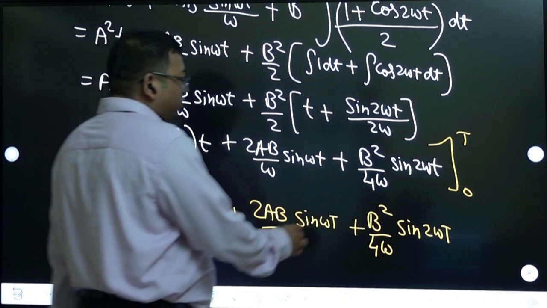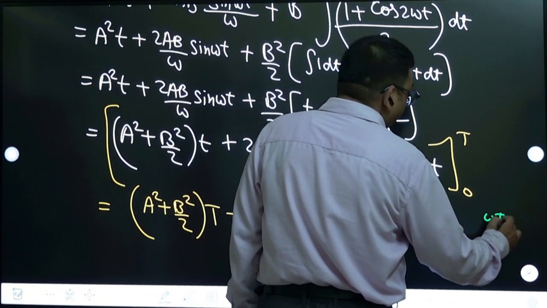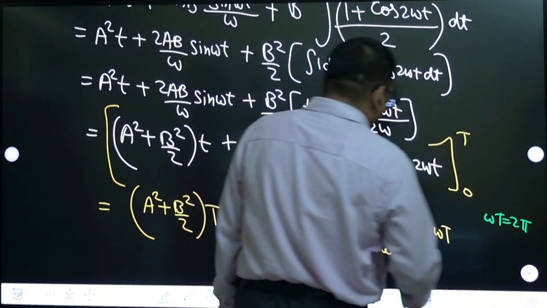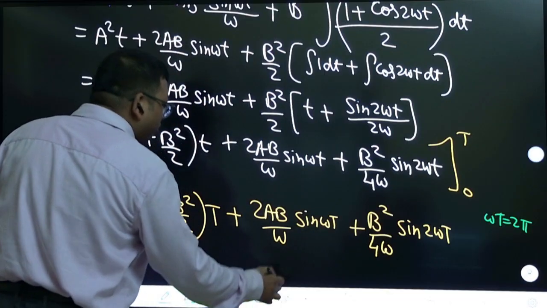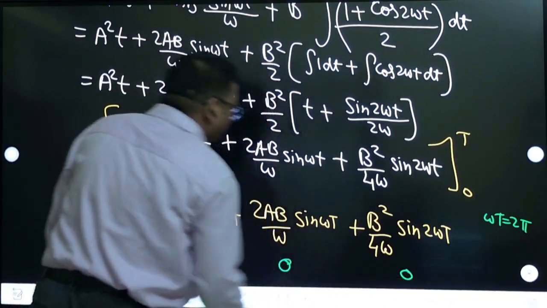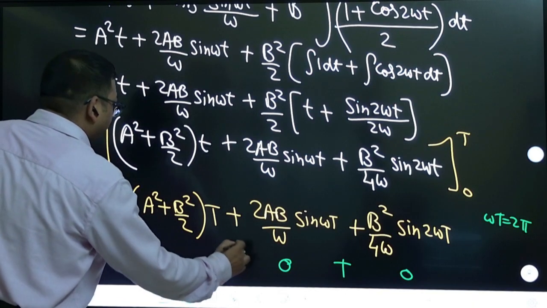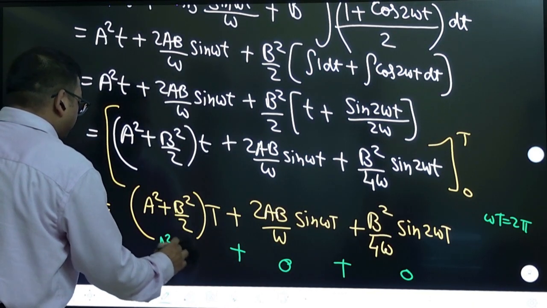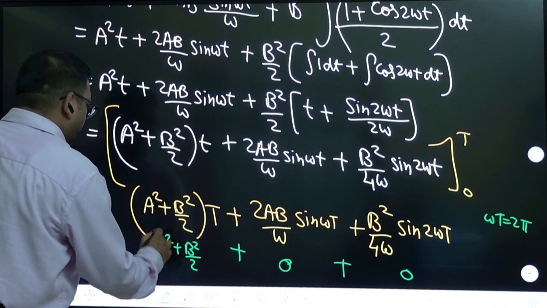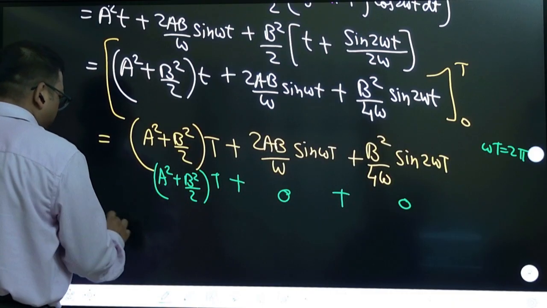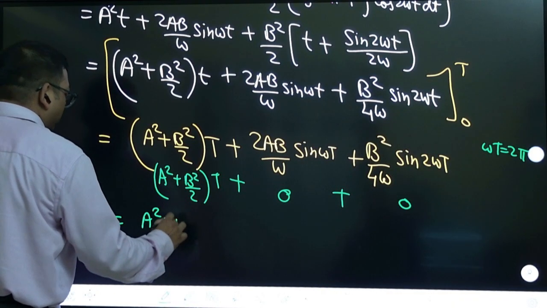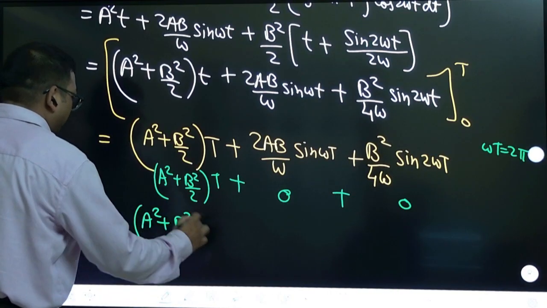Right. So omega T is 2 pi, so here this will become sine 2 pi, and this will become sine 4 pi. These terms will become 0. Okay, 0 plus 0. So you are only getting this term, (a square plus b square)/2 into capital T. So this is what we have got, and this integration gives us (a square plus b square)/2 into capital T.